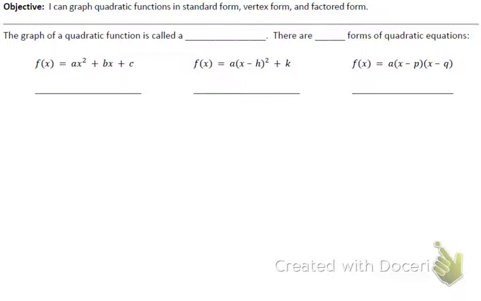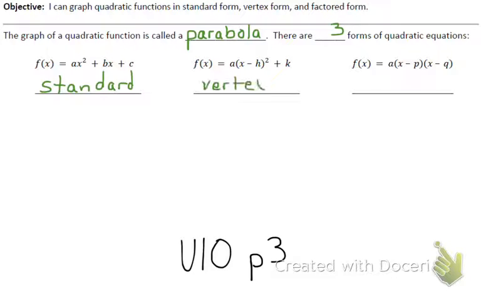All right, we're going to be looking at graphing quadratic equations here. The graph of a quadratic function is called a parabola. There are three forms: standard form, vertex form, and factored form. Feel free to pause anytime you need to.